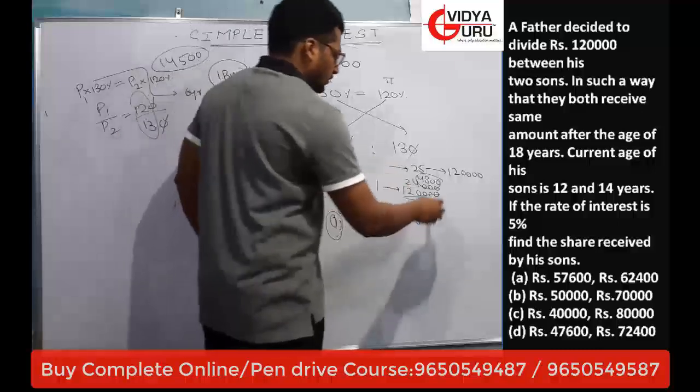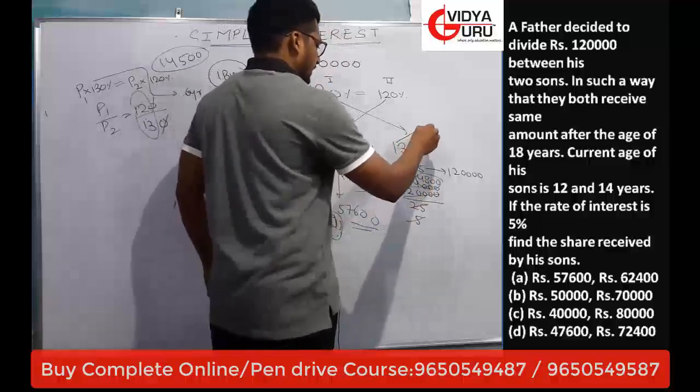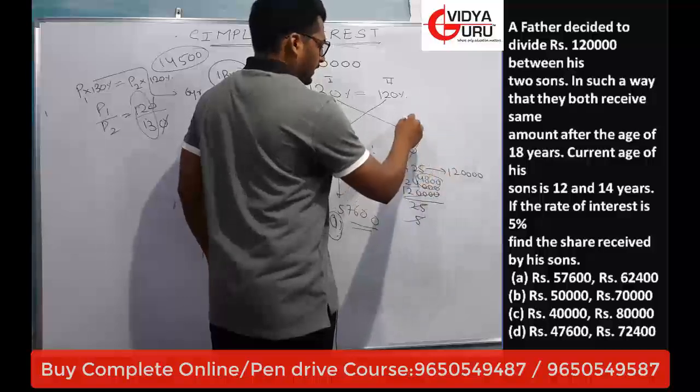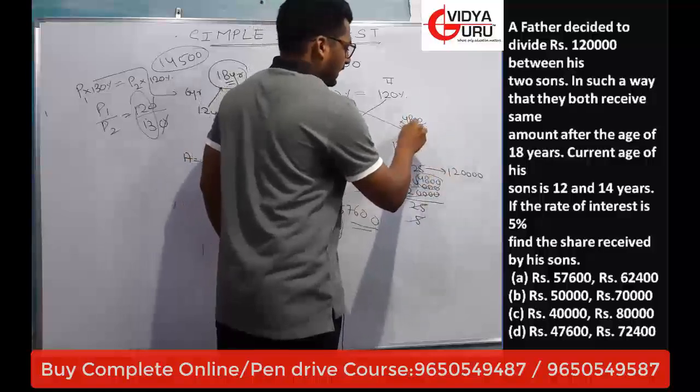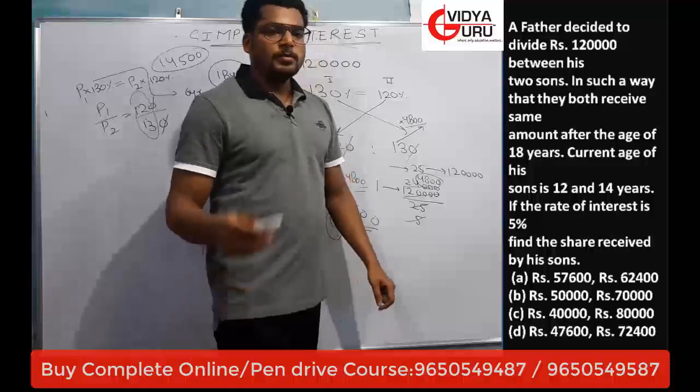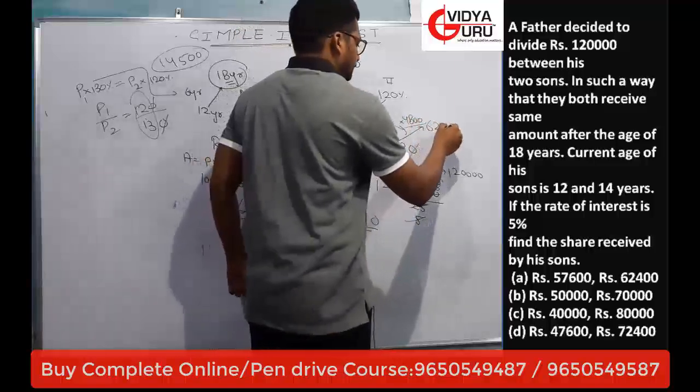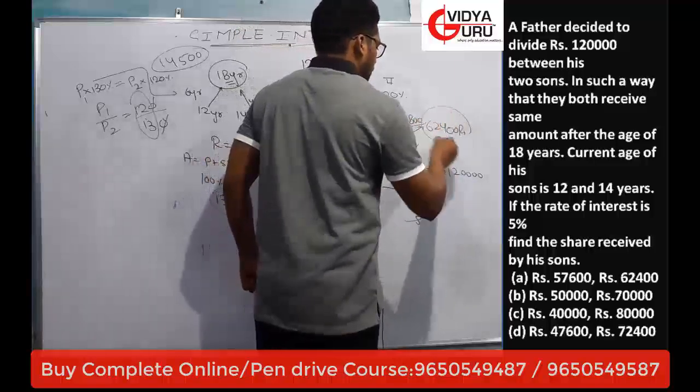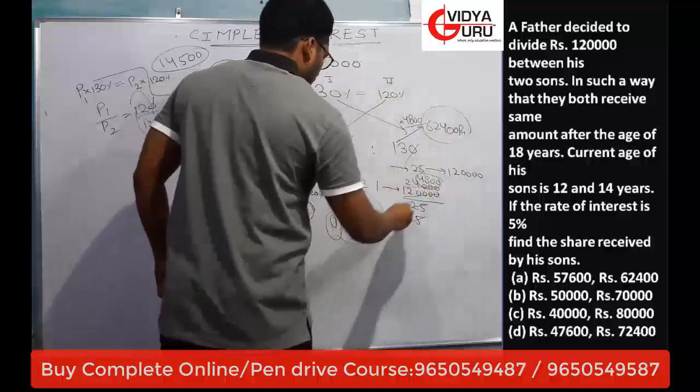We can also find out the amount of the second one, which was 13. So 4800 times 13, it is given in the options as 62400. So these are the amounts of the two sons.